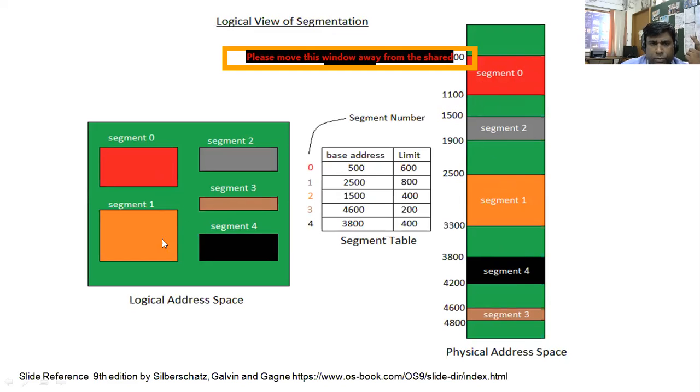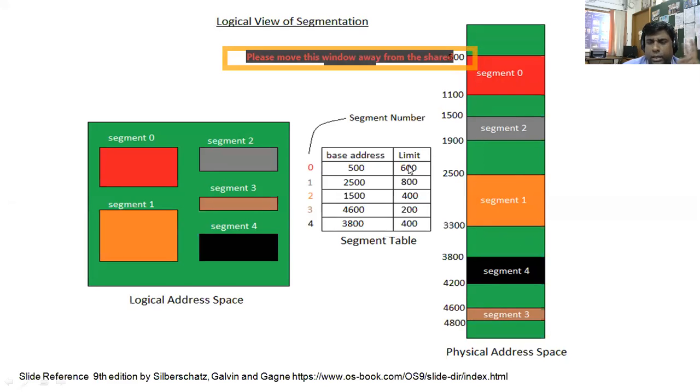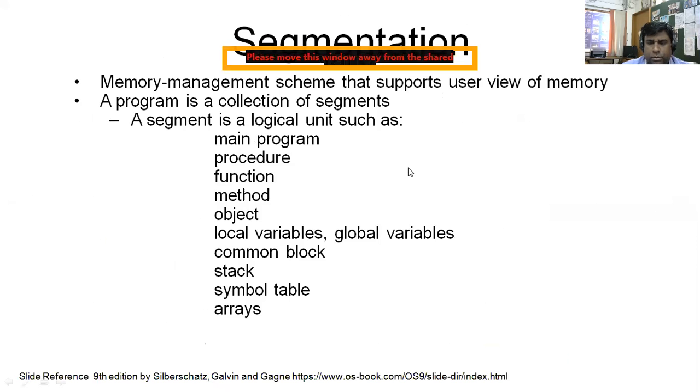The same thing is for segment 1, the base address is 2500, so it will start in the main memory at 2500, and what is the limit, the size of this segment is 800, so it will terminate at 3300. तो इस तरीके से segmentation को हम memory allocate करते हैं, and only two things are required for segmentation: base address and the limit.